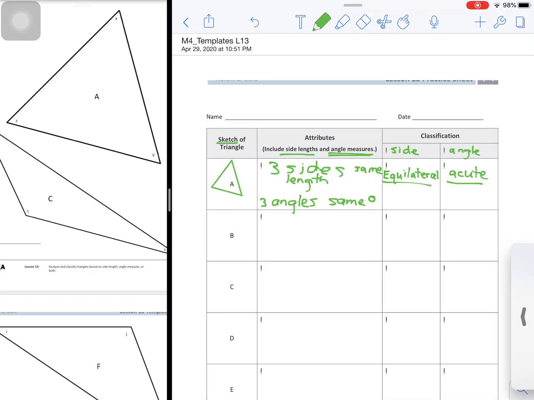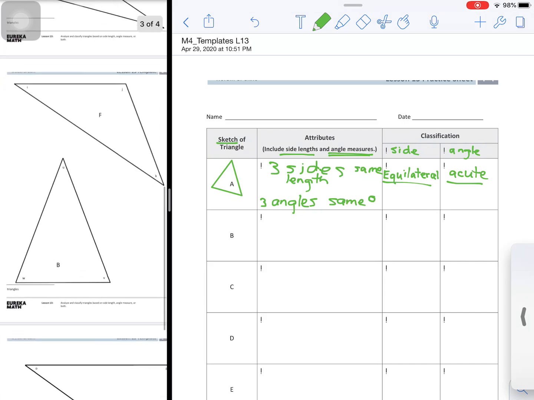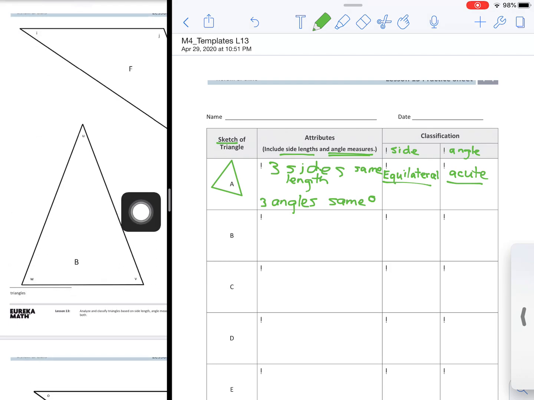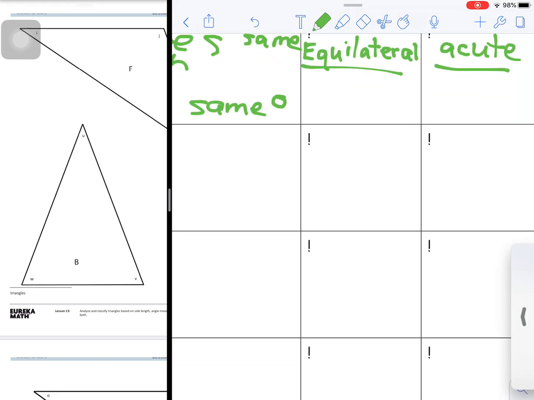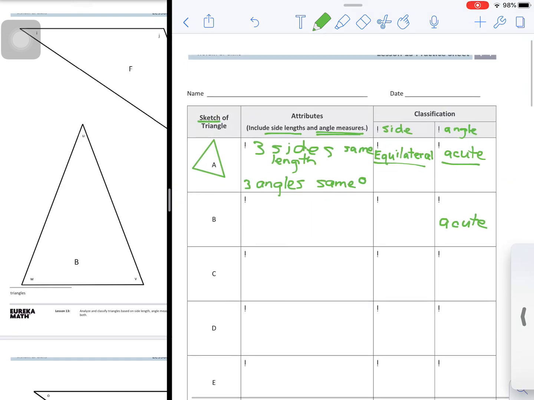All right, let's take a look at B. So I'm going to scoot this up to B, make it a little bit bigger. This is triangle B. It is similar to triangle A in that all of its angles are acute. Since we noticed that right away, I'm going to go ahead and write that in over here right now, but it is not an equilateral triangle because all three of the sides are not the same length. So let's sketch it really quick. Go ahead and sketch it in your space for B.